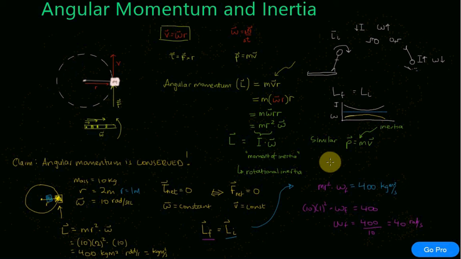So the really important part here is when we talk about angular momentum, the key to all of this is the moment of inertia and the angular velocity. As one tends to increase, the other tends to decrease in order to conserve the angular momentum of the system. Alright, so that's a brief introduction.